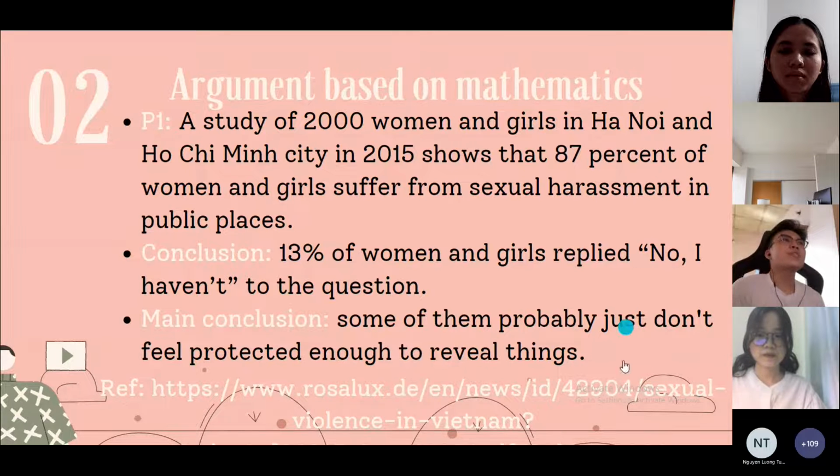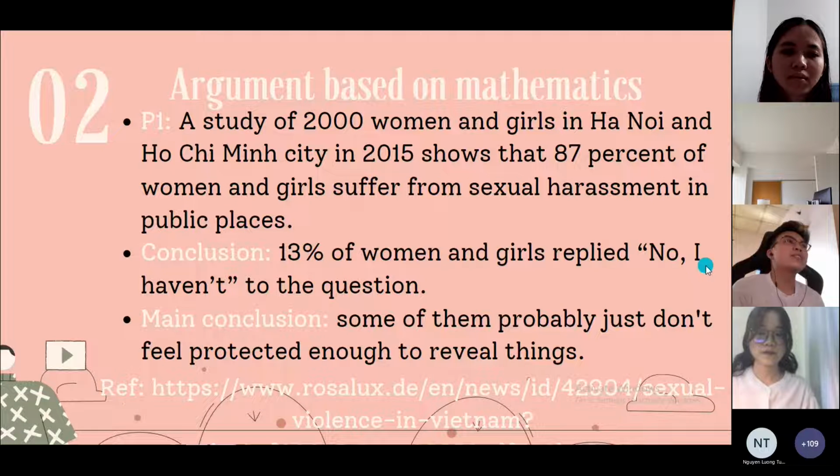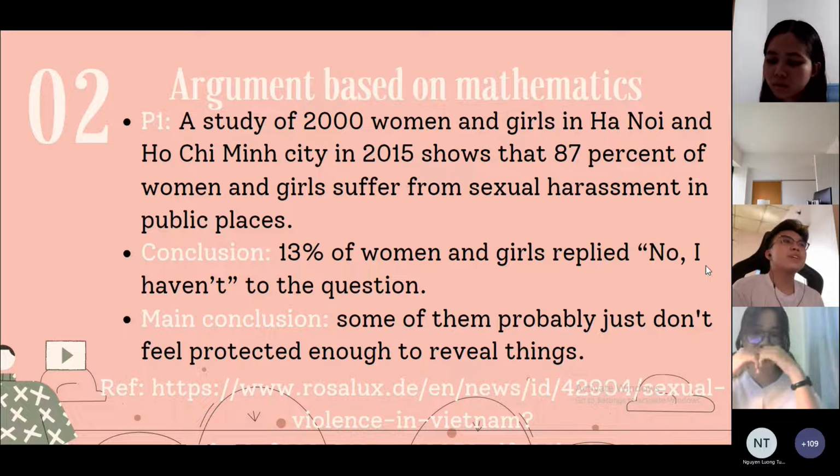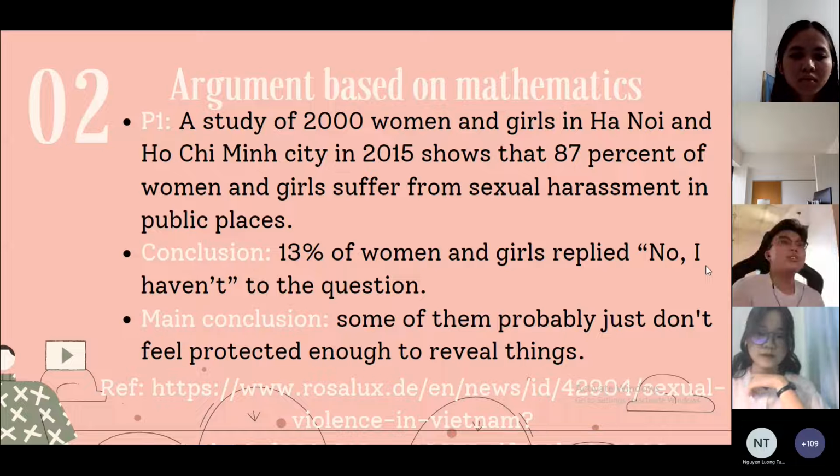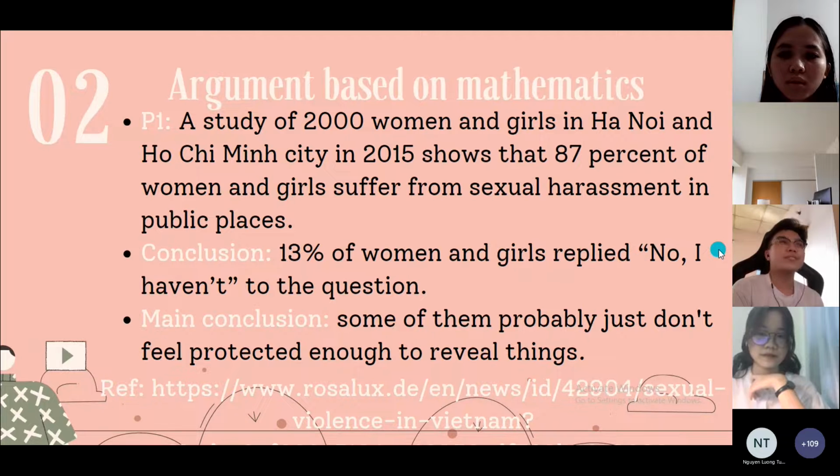The next one is the argument based on mathematics. A study of 2,000 women and girls in Hanoi and Ho Chi Minh City in 2015 shows that 87% of women and girls suffer from sexual harassment in public places. The conclusion is that 13% of women and girls replied "No, I haven't" to the question, so some of them probably just don't feel protected enough to reveal things. Next.